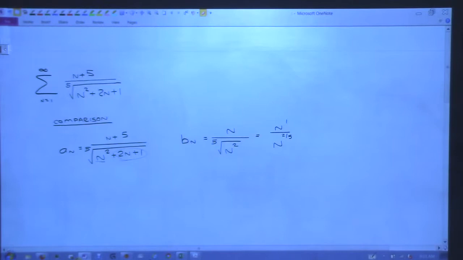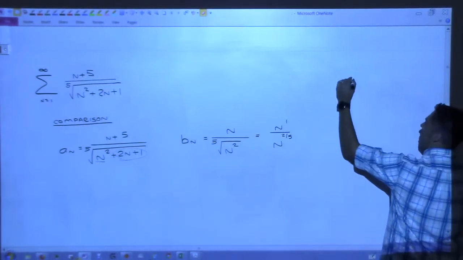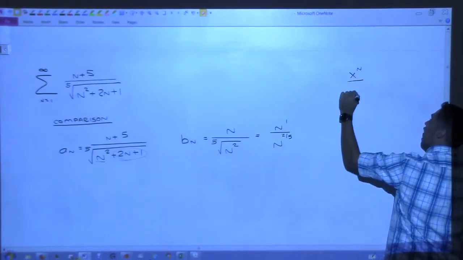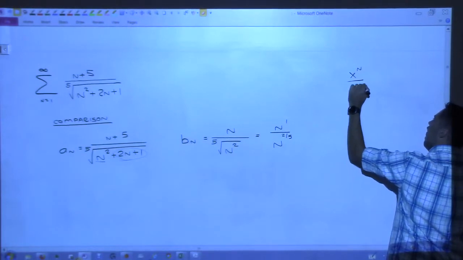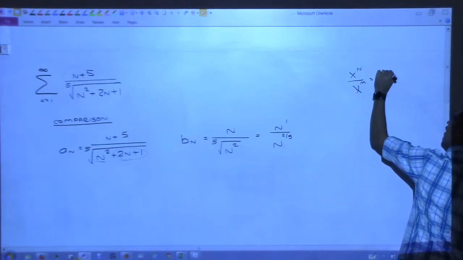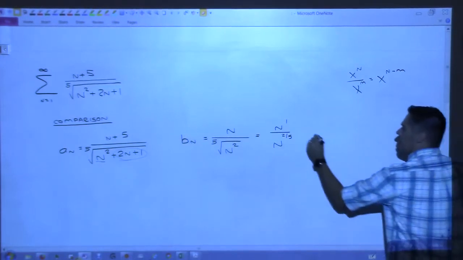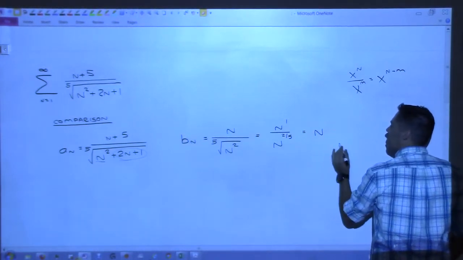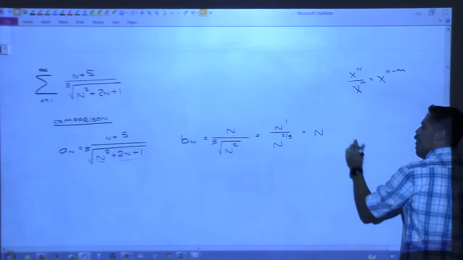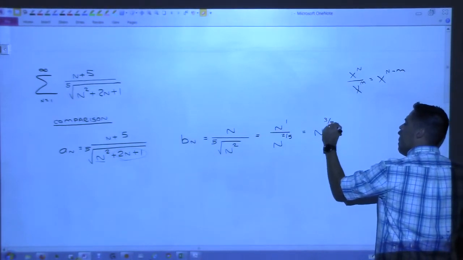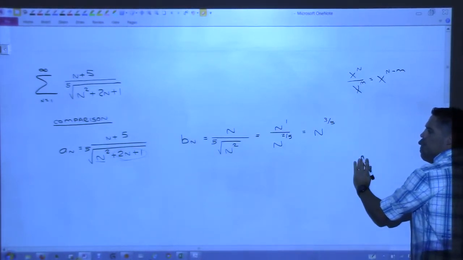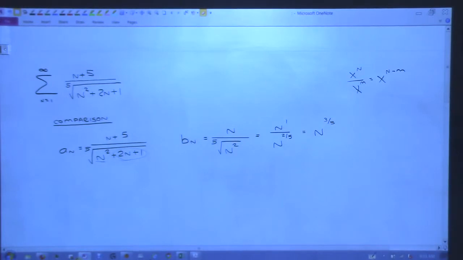All right, that's what that means. And then we're just using properties of exponents here, like x to the n over x to the m is x to the n minus m. So we're just going to subtract the exponents. So this would be n to the, what's 1 minus 2/5? 3/5? Right? That's what it is. Do we agree with this?